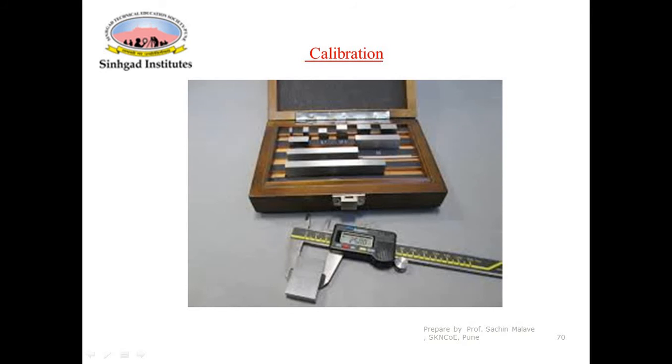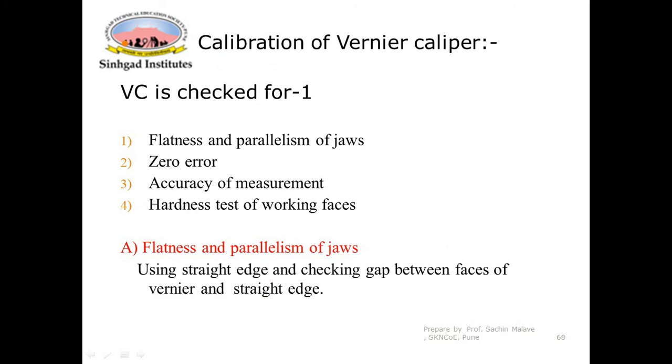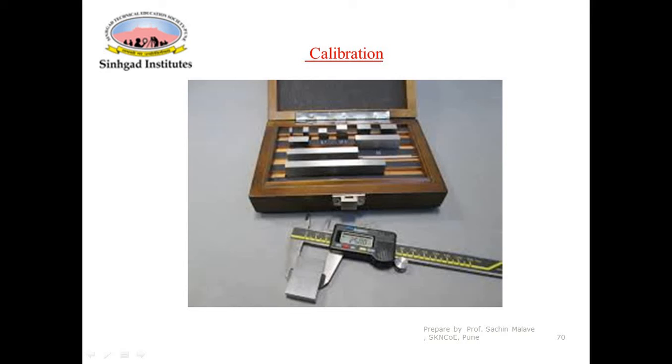Similarly, you have to keep the straight edge on the other face and again check whether there is any gap between this surface and the straight edge. If there is no gap, you may say that it is perfectly flat. Next is the parallelism of the jaws. How to check the parallelism of the jaws? You check the gap between the faces of the vernier and the straight edge. Again we can check that. What we can do is put a slip gauge. We have already seen the slip gauges.